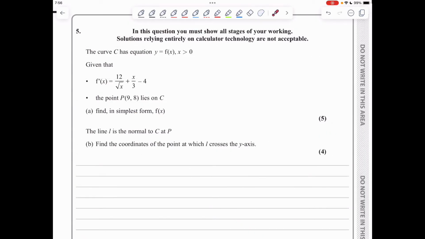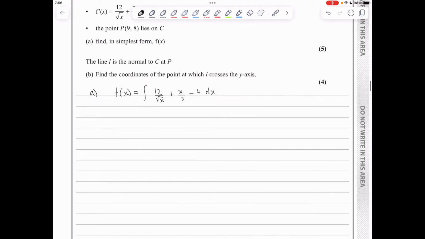In question 5, we're given the curve y is f of x. We have the derivative and the fact that we pass through the point P with coordinates (9, 8), and we need to find, in its simplest form, f of x. Well, we know that to find f of x, we need to take f dash of x and integrate it. So f of x should be the integral of 12 over root x plus x over 3 minus 4 with respect to x. In order to proceed with integration, we need to write this in index form.